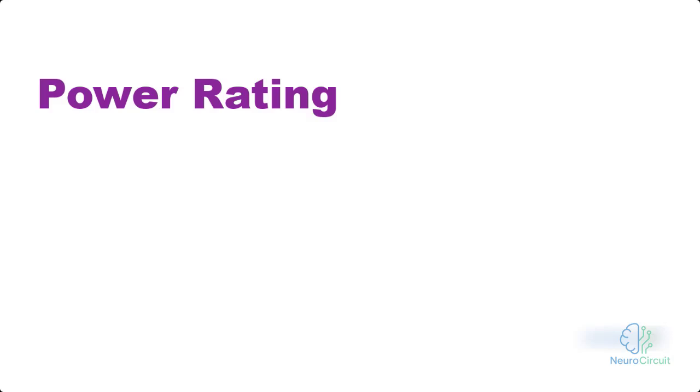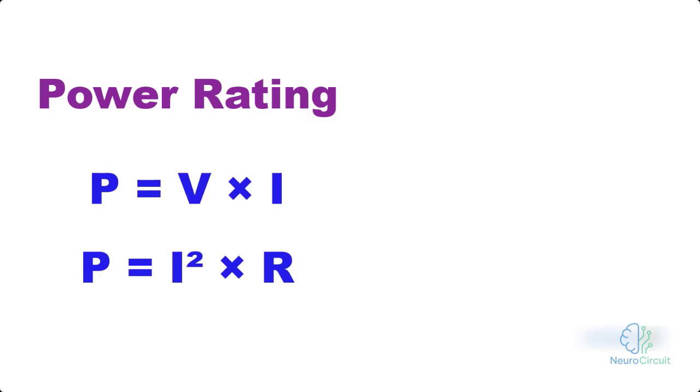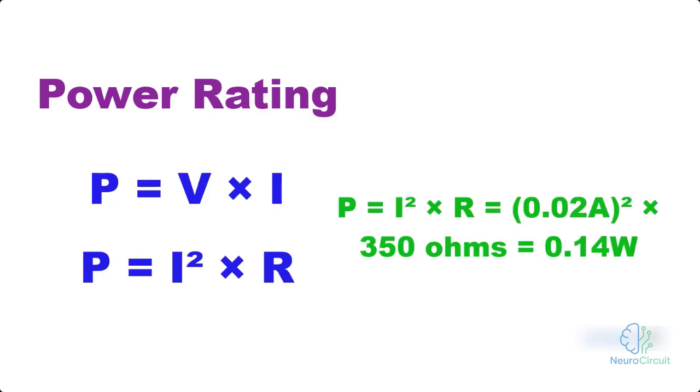Power rating. Resistors have not only a resistance value but also a power rating. This tells you how much heat the resistor can handle before it gets damaged. Power is calculated by P equals V times I, or P equals I squared times R. Example, if 20 milliamps flows through a 350 ohm resistor, the power consumed by the resistor, based on this formula, is 0.14 watts. You should use a resistor with a minimum rating of 0.25 watts to ensure it doesn't overheat.